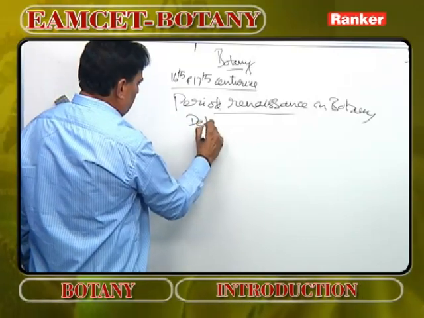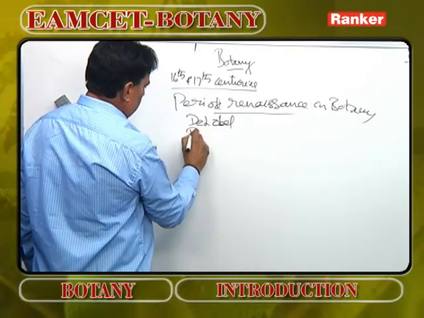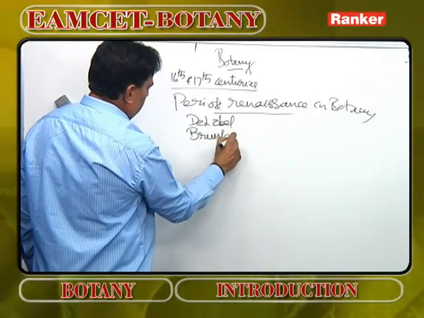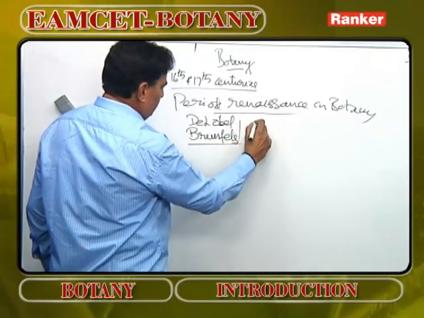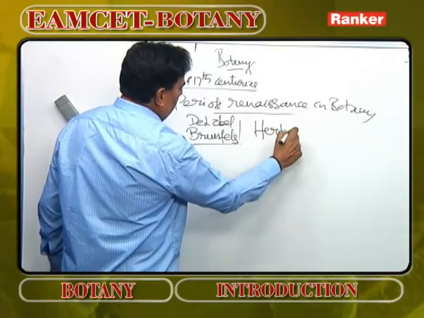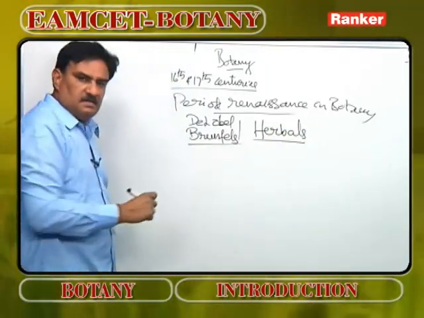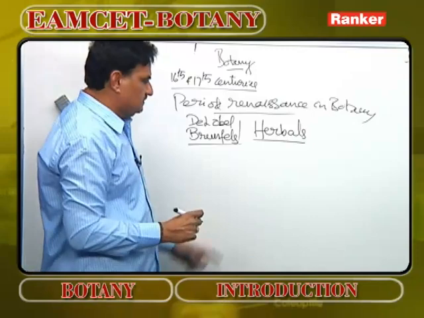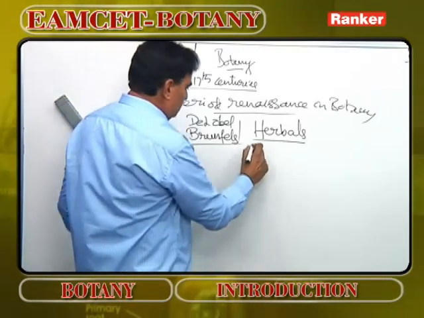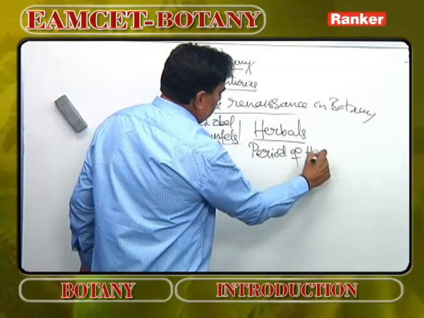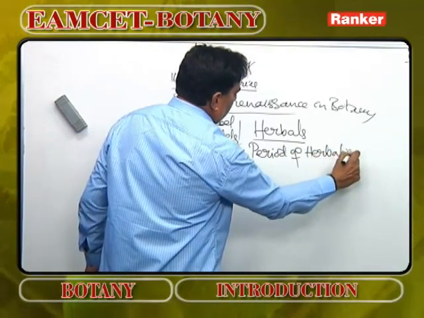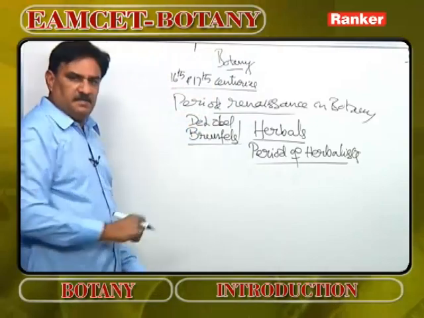D.L. Obel, Brunfels, and many other people are known in this period. They studied medicinal plants, and all those medicinal plants were published or written in the form of special books called herbals. That's why the 16th and 17th century is also called the period of herbalists.